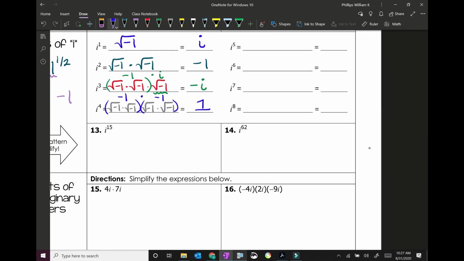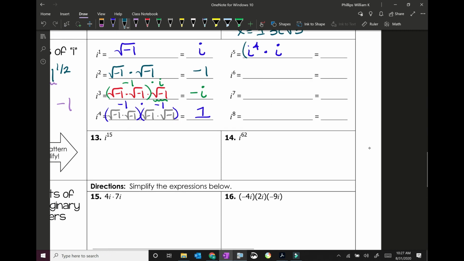Here, I don't want to write out i to the fifth. I don't want to say the square root of negative 1 five times, especially when I know i to the fourth is 1. So let's think about this. Here's i to the fourth. That's easy to work with because we know it's 1. So now I need to say, okay, well, how many i's do I need to get to i to the fifth? Well, that's just 1 because i to the fourth times i is i to the fifth. Well, we know i to the fourth here is going to be 1. So 1 times i is i.